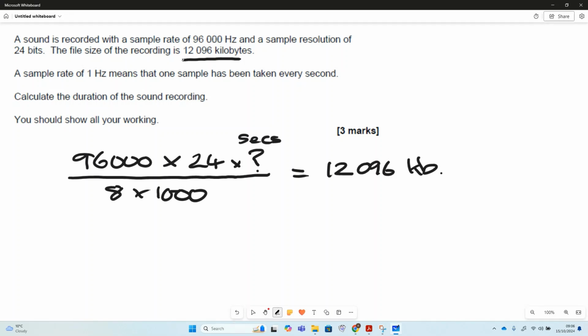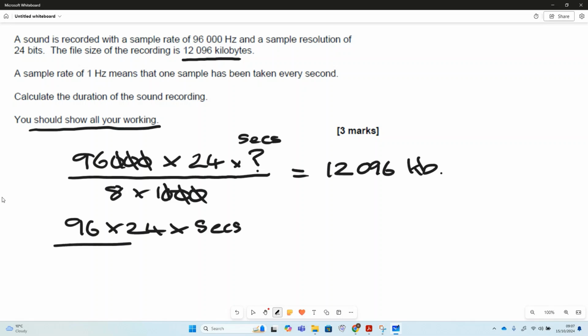So there's a few ways of doing it. It depends whether you're an easy mathematician or not. For me, not particularly, so I do have to think about it, and it is a good idea to show your working. So we can immediately see perhaps that we can get rid of these zeros just to make our numbers a bit smaller. So we end up with 96 times 24 times seconds over 8, and it's still equal to 12,096 because we haven't done anything differently so far.